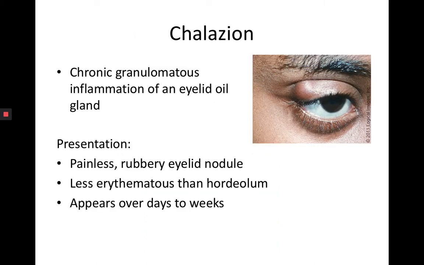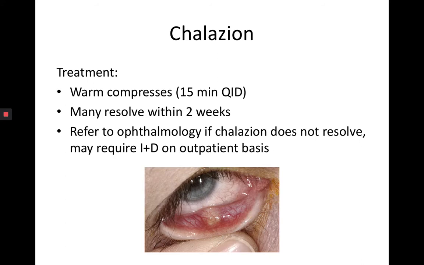The next is a similar pathology called a chalazion. This is a chronic granulomatous inflammation of one of the oil glands on the eyelid. It looks similar to a stye, but presents over a different time period. And patients with chalazions usually report a painless, rubbery eyelid nodule. It usually looks a little less erythematous than a hordeolum and can appear over days to weeks.